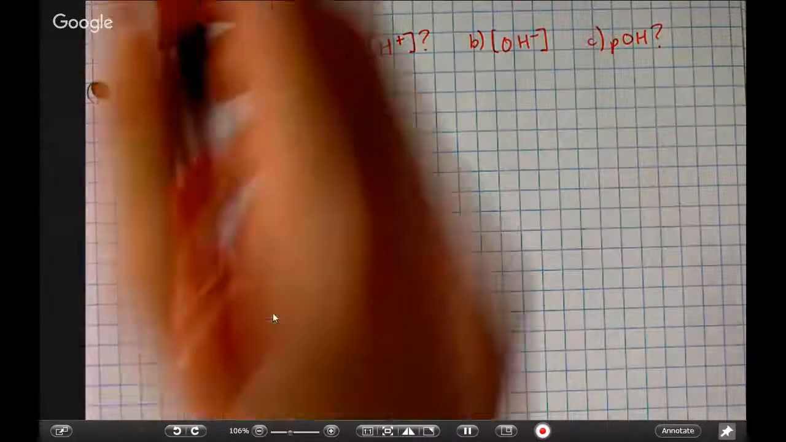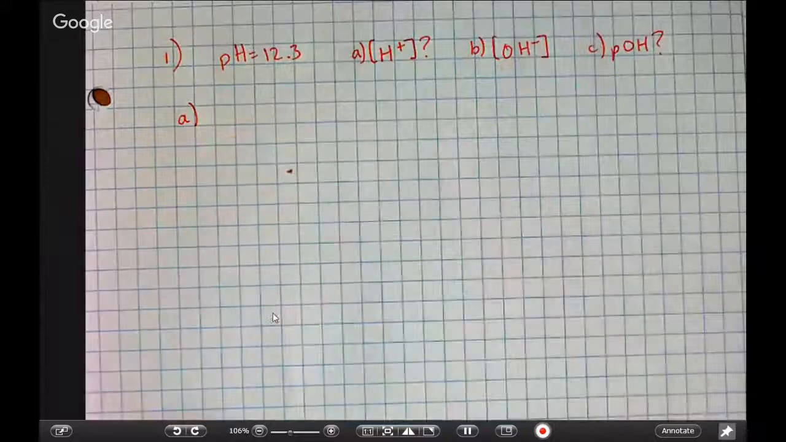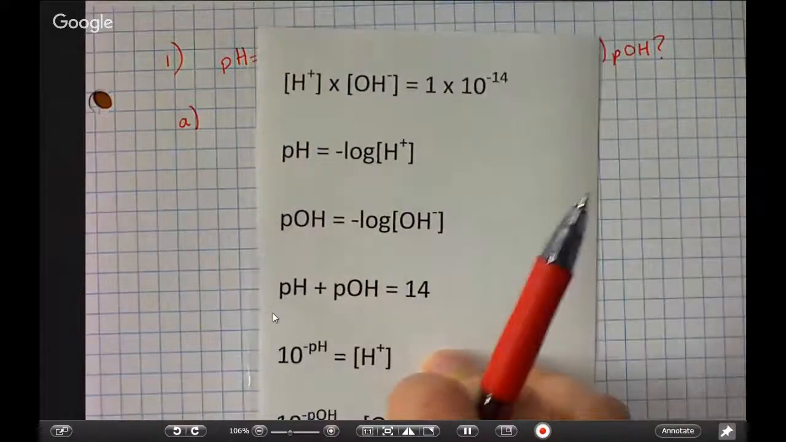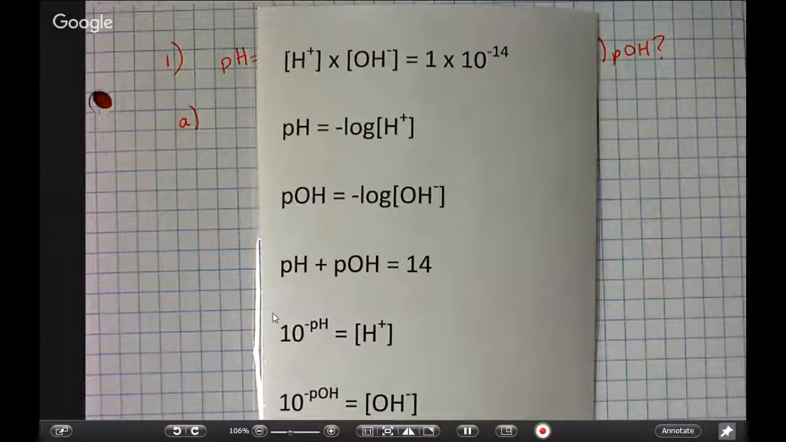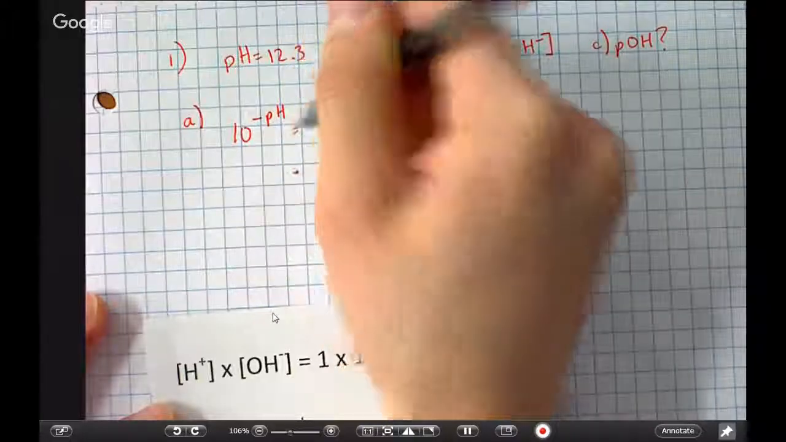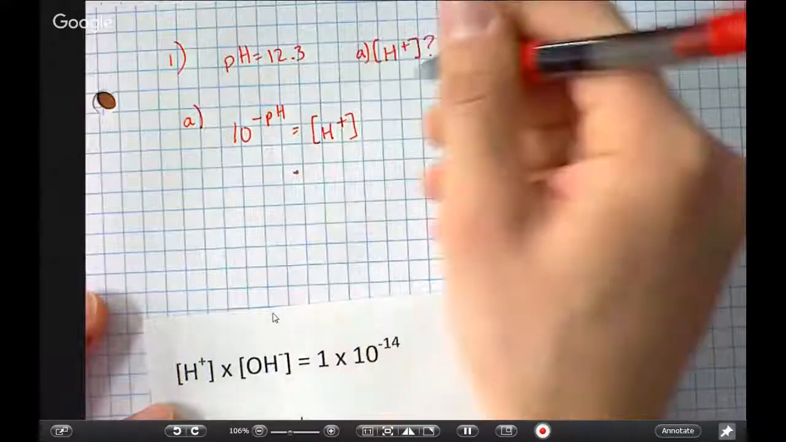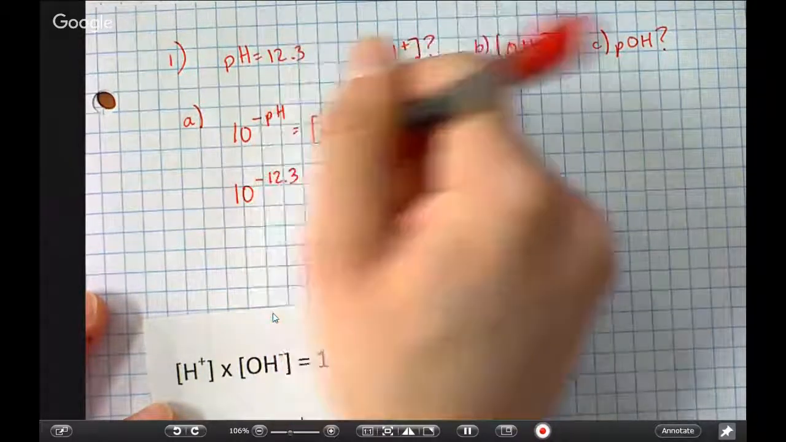So if we'd like, we can start off with A, just going in that order. We want to find H plus, and we're given pH. Which of these do you think would be best to use? The second to last, this one? Yep, this would be the best because we want to solve for H plus and we're provided pH. So we can do 10 to the negative pH equals the H plus concentration. That means 10 to the negative 12.3.